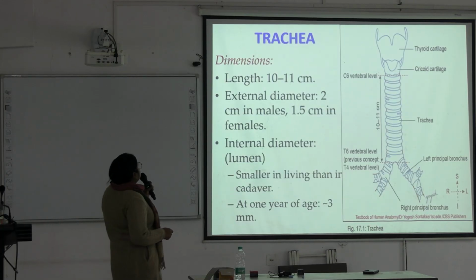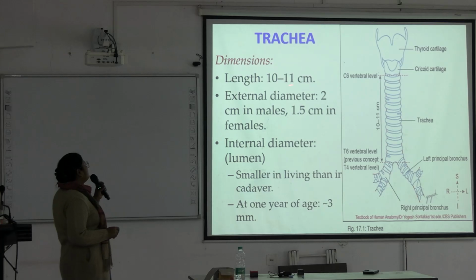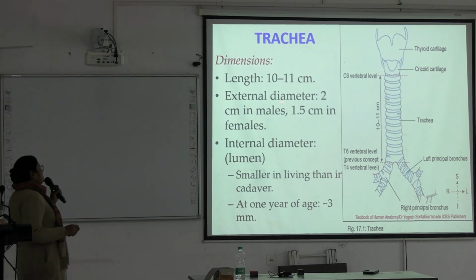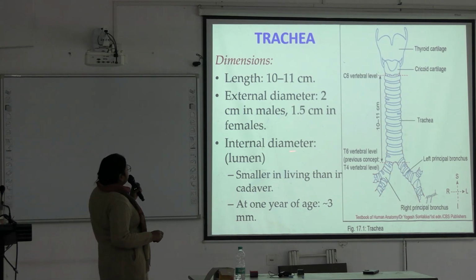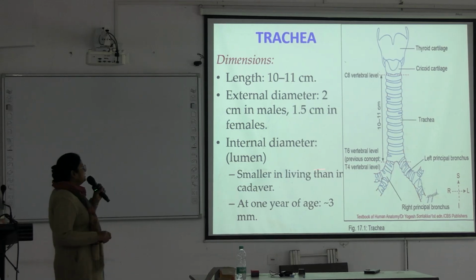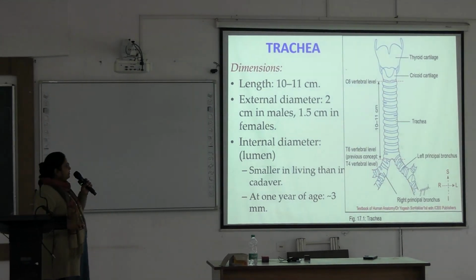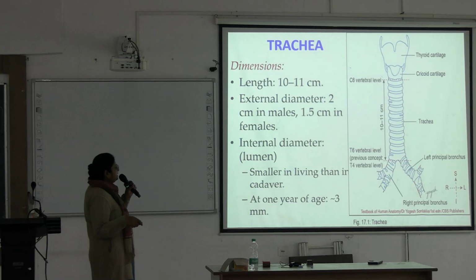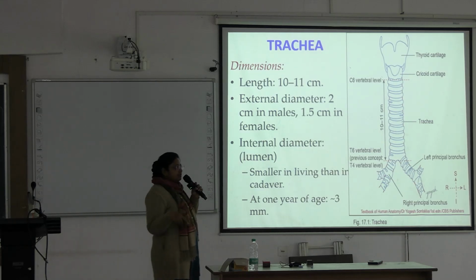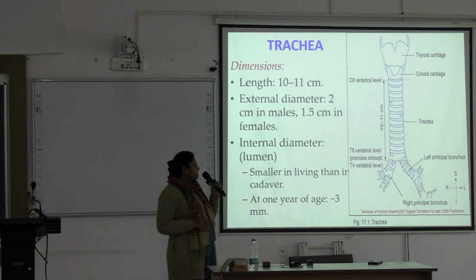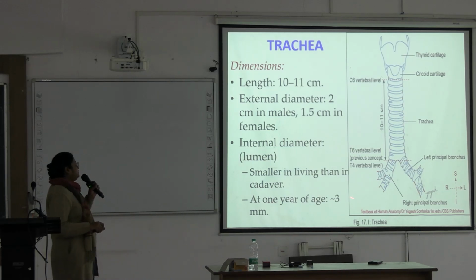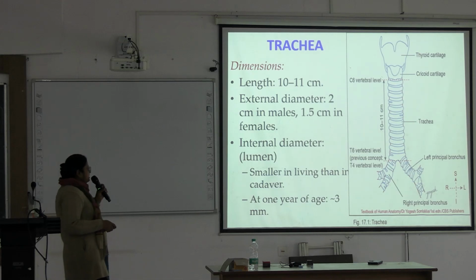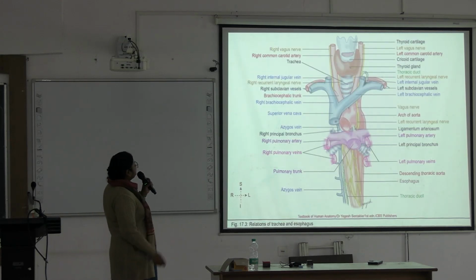So dimensions, length is 10 to 11 centimeter, external diameter is about 2 centimeter in males and 1.5 centimeter in the females. And internal diameter of the trachea is smaller in the living than in the cadaver, because in cadaver blood vessels are prominent and there will be secretions present in the lumen. At 1 year of age, the lumen of trachea is approximately 3 millimeter in diameter.